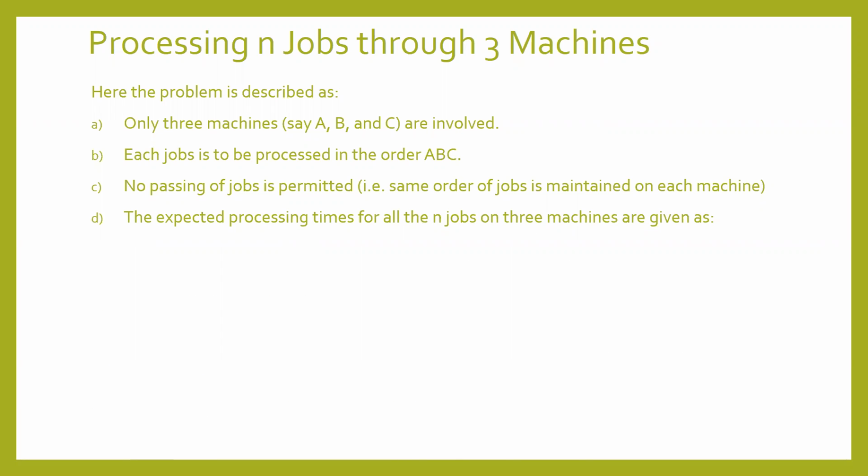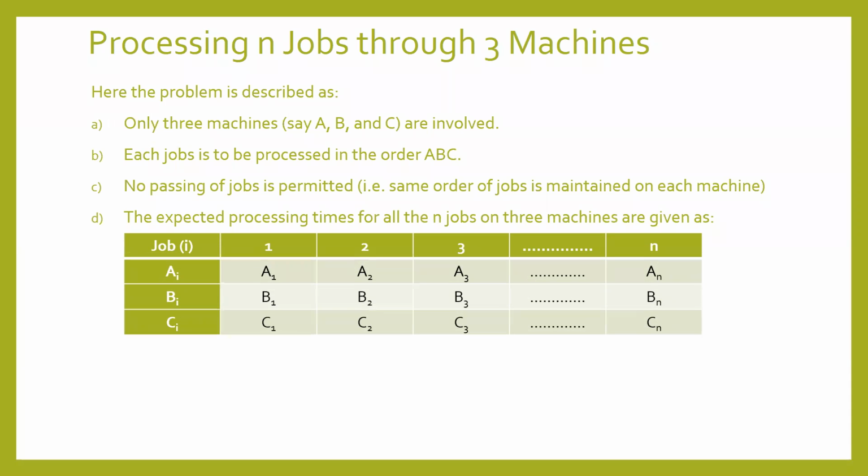The expected processing times for all the n jobs on three machines are given like this. Last time we saw two machines, A and B. Now you'll have one more machine called C, which will be included with n jobs. And your A1, A2, B1, B2, and so on, and C1 up to Cn, all these are your processing times of the jobs 1, 2, 3 up to n. And as before, the objective here is to find the optimum sequence of the n jobs, and the main objective would be to minimize the total elapsed time.